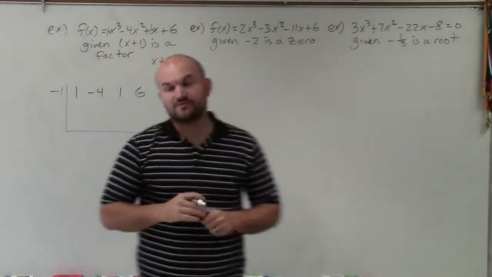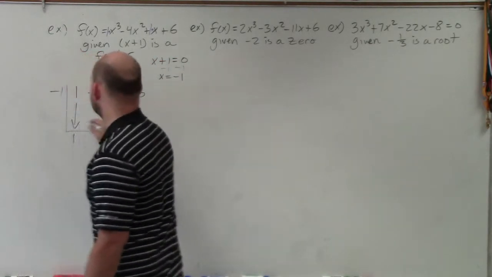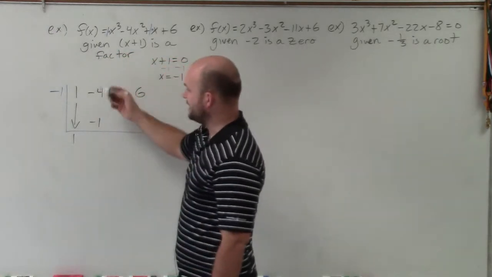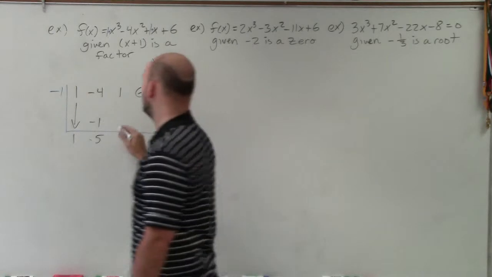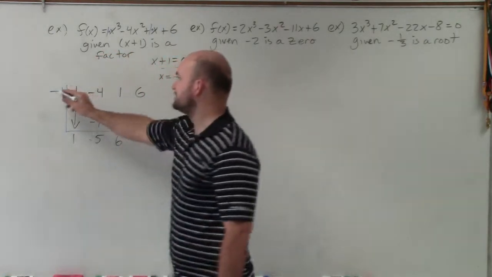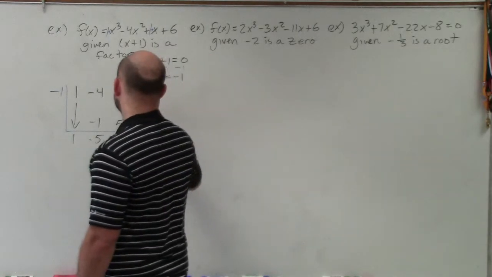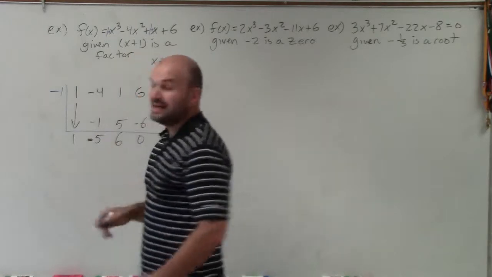So remember the algorithm for synthetic division here. First term we're going to bring down. That's 1. 1 times -1 is -1. -4 plus -1 is -5. -5 times -1 is +5. 1 plus 5 is 6. 6 times -1 is -6. 6 plus -6 is 0. So that is our quotient.